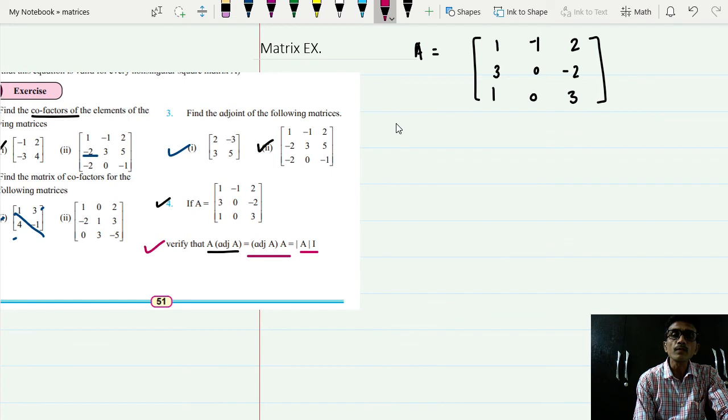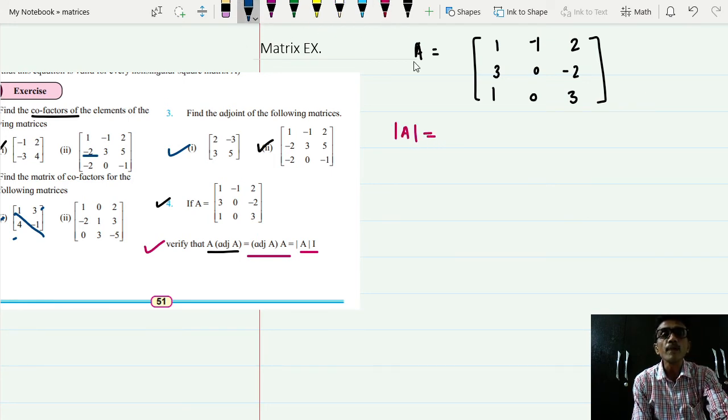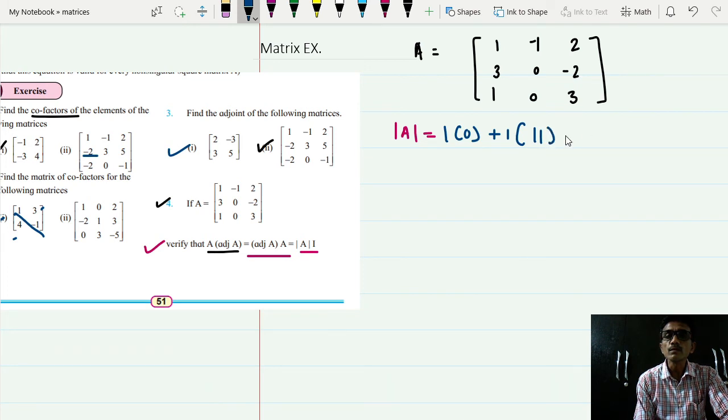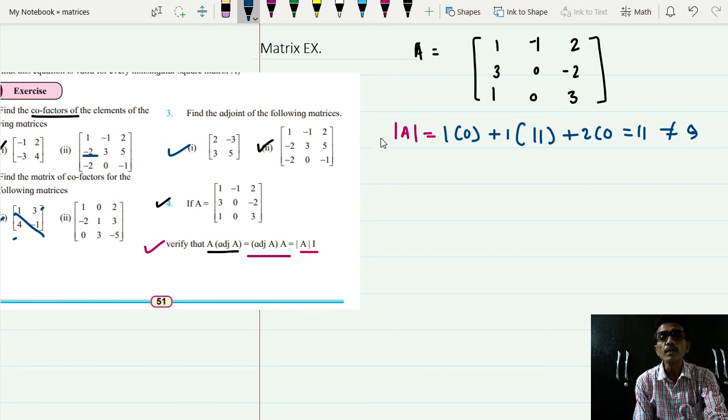So first you have to find the determinant. Determinant of A will be equal to, and we will find its determinant: 1 into 0 is the expansion of this, minus of -1 into 9 plus 2, 11, then plus 2 into this again gives 0. So thus it is 11, which is clearly not equal to 0. So we are getting the determinant of A is equal to 11. This will be your first step.